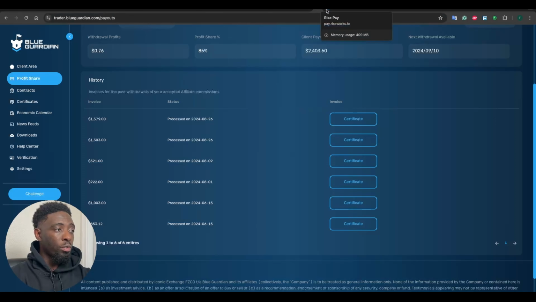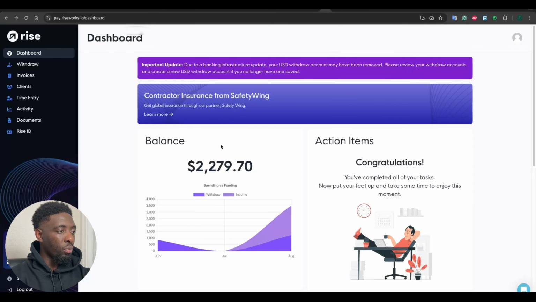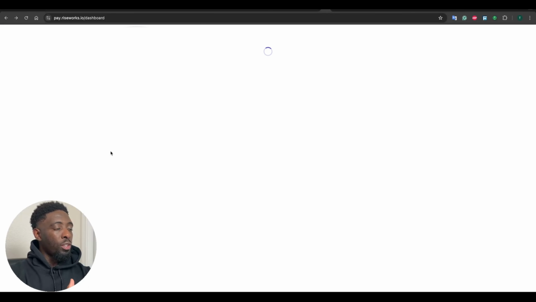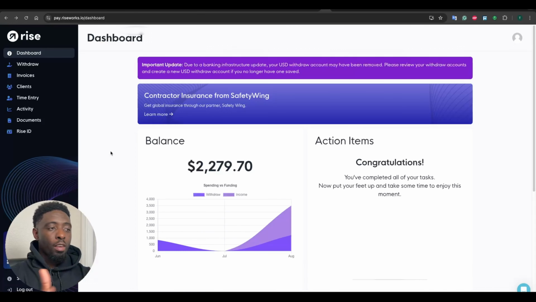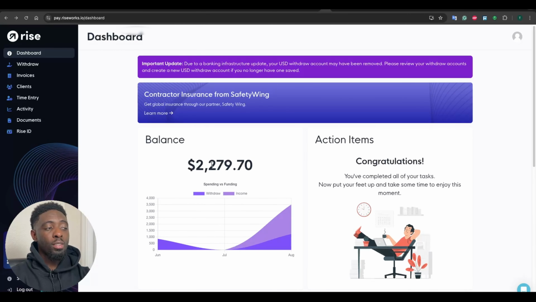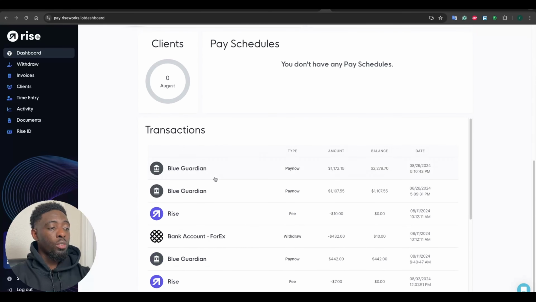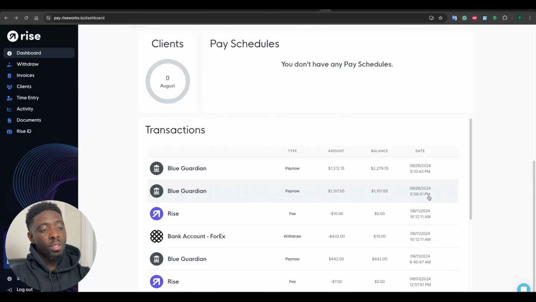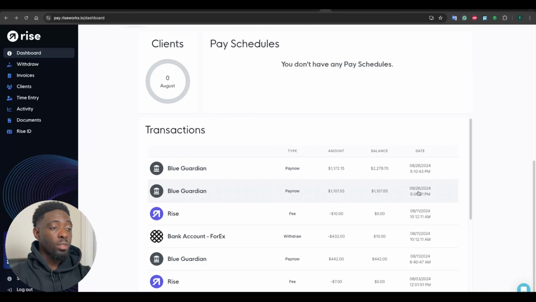And I'm just gonna refresh my Rise account as well. So right now I'm gonna click on refresh. While it's refreshing, it took about 5 hours for everything, and now you see the current balance has changed. It's no longer 0. Now we have 2,279. So I'm just gonna go down real quick, and you see the payment that came in. The payment came in at 5:09 p.m., that's 8/26, so that's the 26th of August.